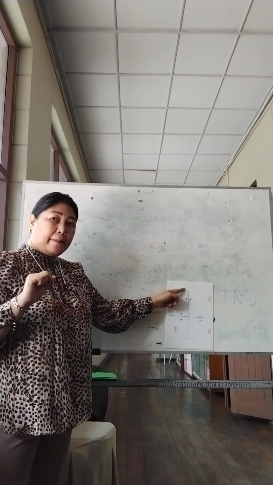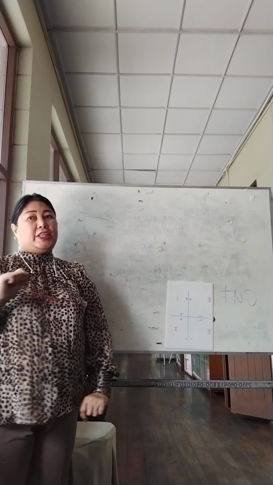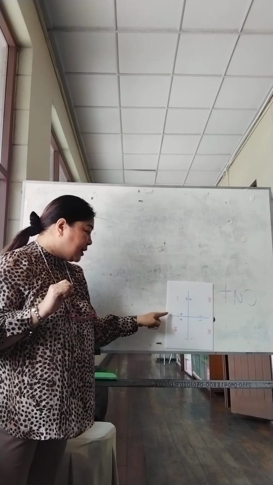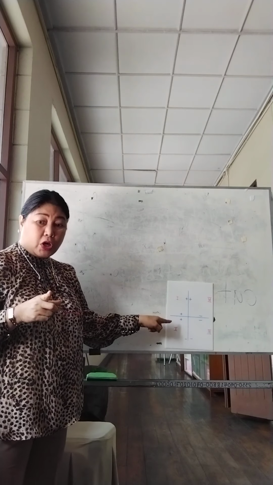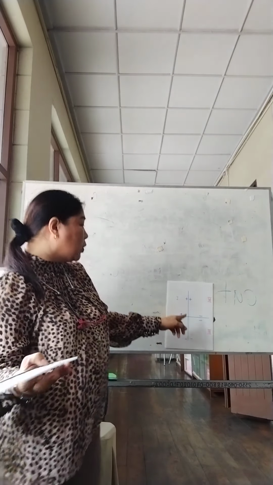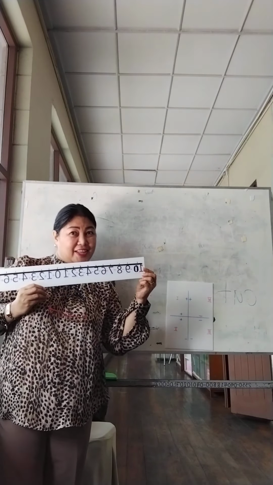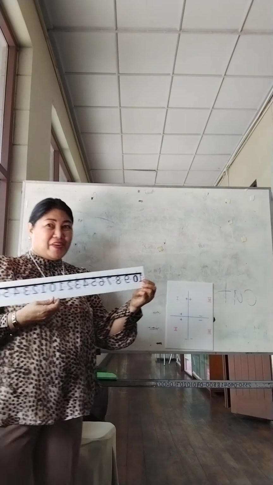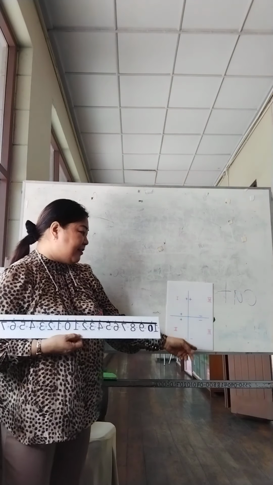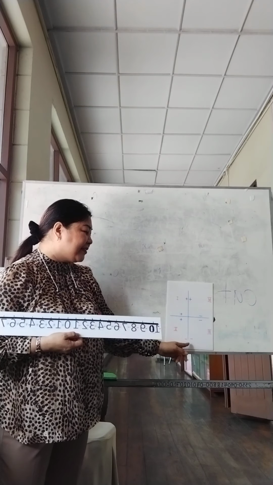So if you are going up, it is positive; if you are going down, it is negative. Going right is also positive, and going left is negative. It is clear for them. Then the quadrant is going down also.